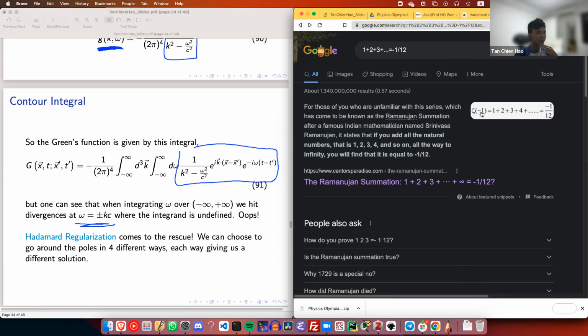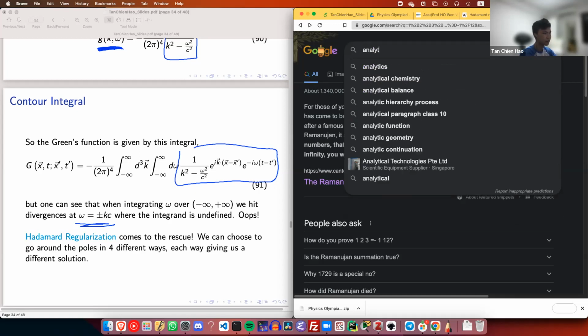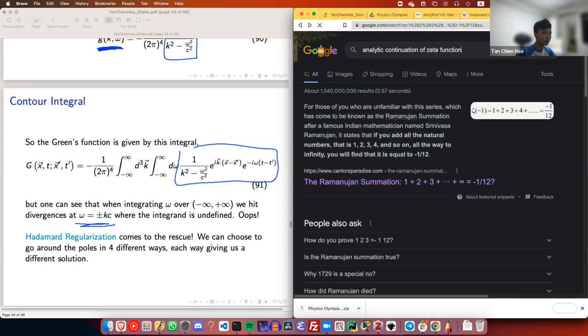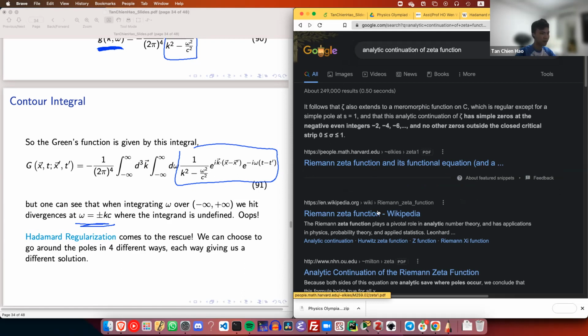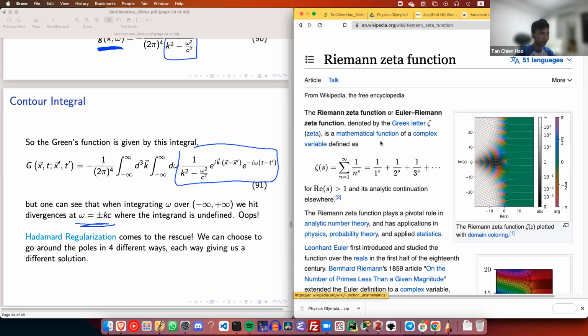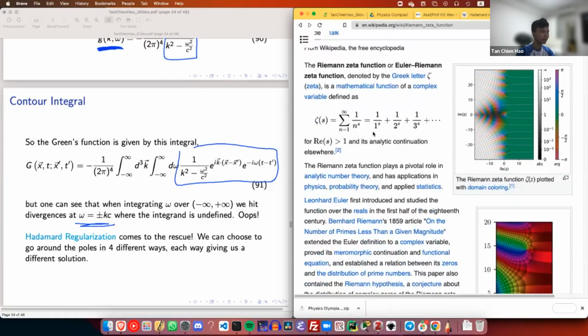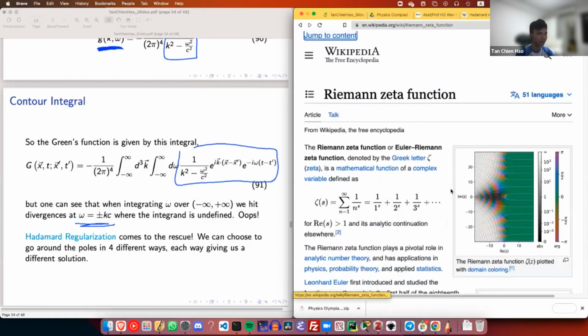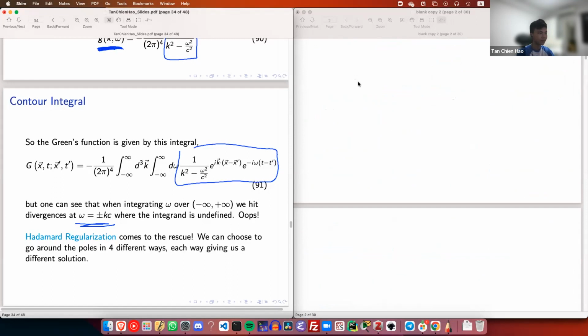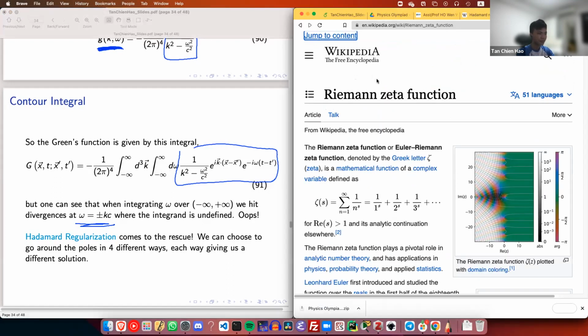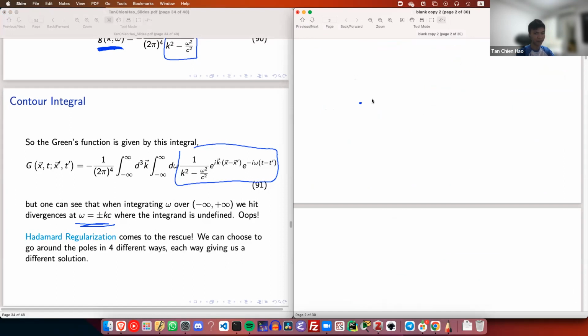So he defined the Riemann zeta function, on which he did analytic continuation. Sorry if I digress, but I think this is too interesting to not talk about. So how do you do analytic continuation? Let's say I have a function, and let's say it's a real function.